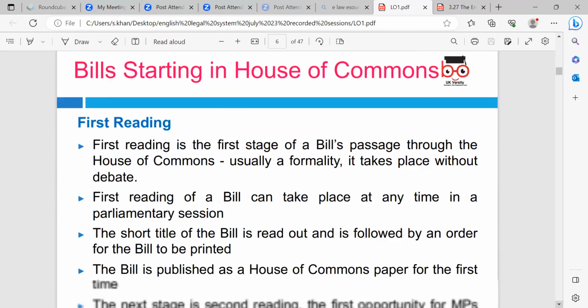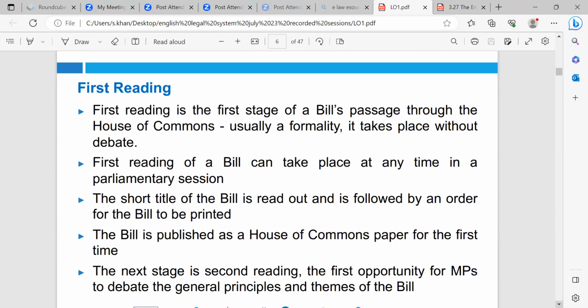So, the stages in lawmaking. The stages involved in lawmaking in the English law system include a bill, which begins with the first reading. The first reading is the first stage of the bill's passage through the House of Commons. Usually a formality, it takes place without a debate. The first reading of a bill can take place at any time in a parliamentary session.